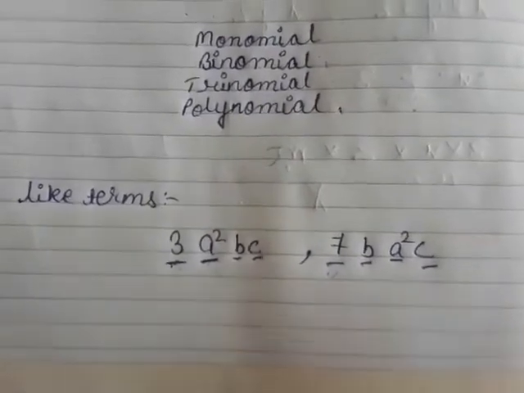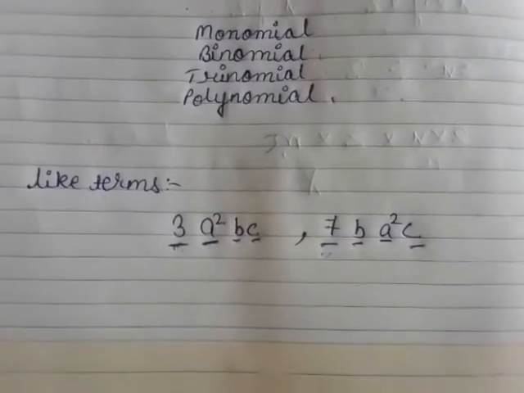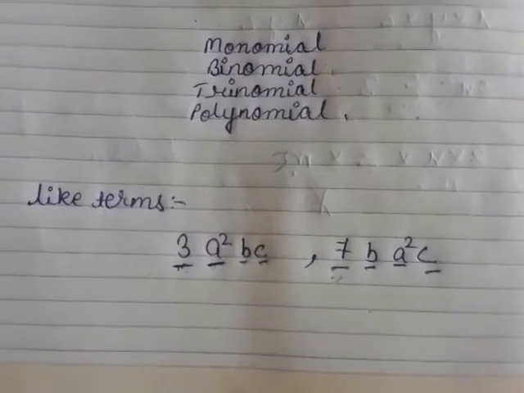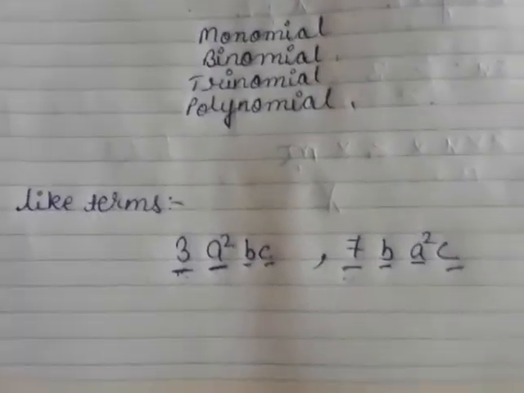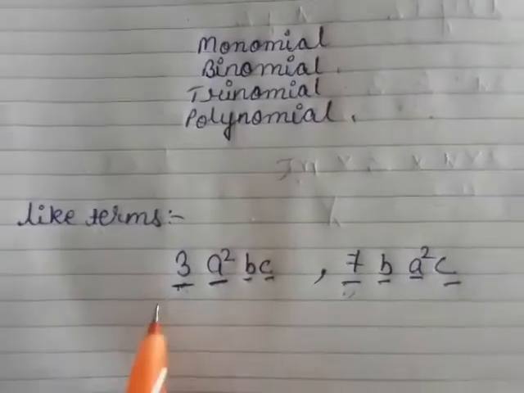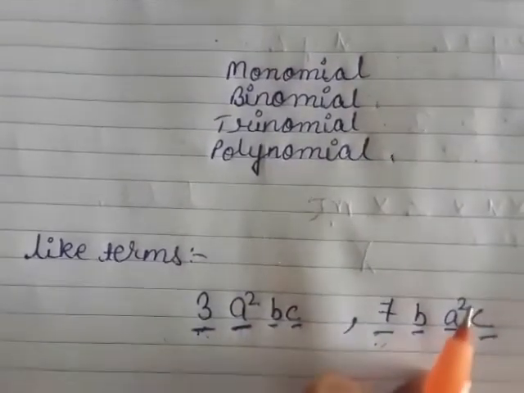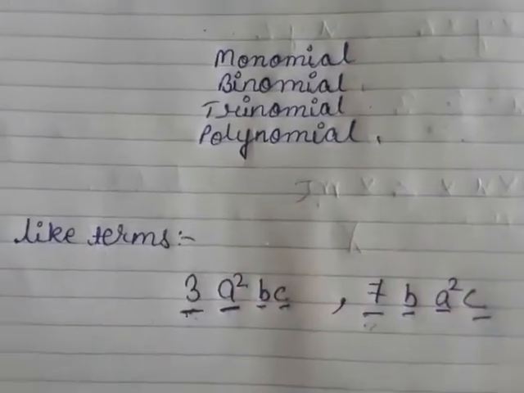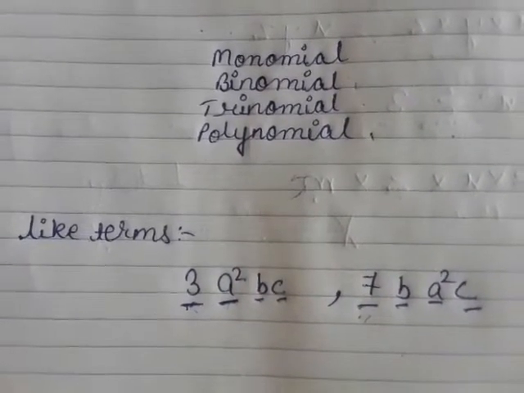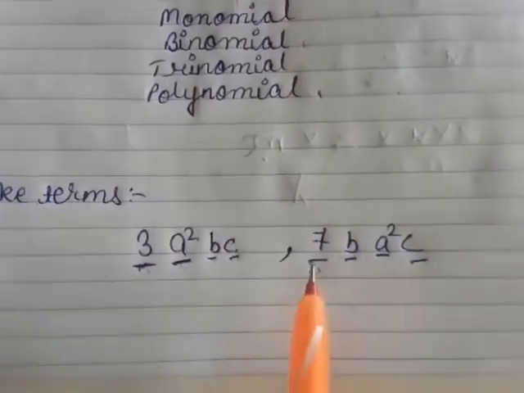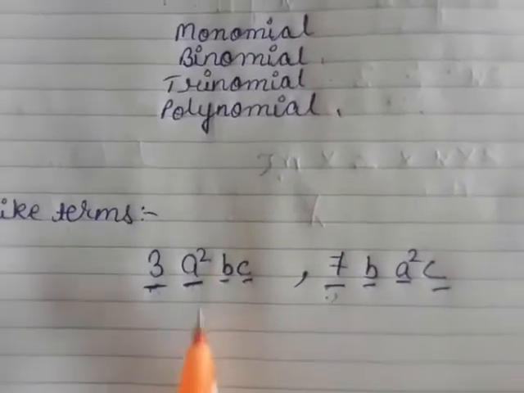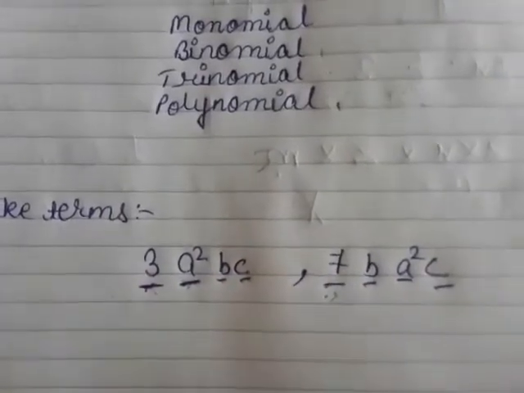Variable means whose values can change. But I will be using the word alphabet. It is not the actual meaning of variable, but here to make you understand I will be using the word alphabet. Here you can see if there are two terms and you have to find whether it is like term or not, you do not have to see the first number. Here you can see it is 3, it is 7, it may vary, but you have to see whether the alphabets, the variables are same and their powers are also same.